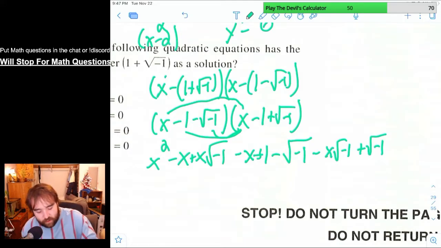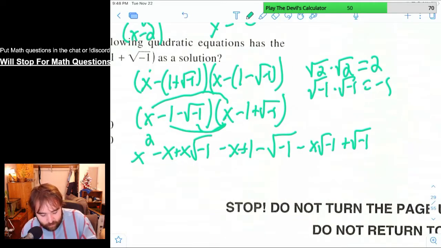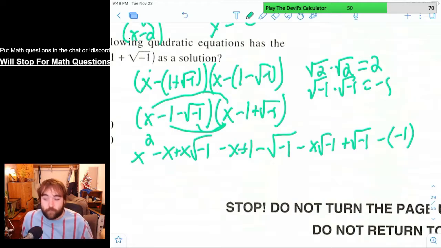Well, what's the square root of 2 times the square root of 2? The square roots just go away and it's 2. So what's the square root of negative 1 times the square root of negative 1? Well, it's just negative 1. But it's negative square root of negative 1 times positive square root of negative 1, so that should be minus negative 1. And now we'll combine like terms.